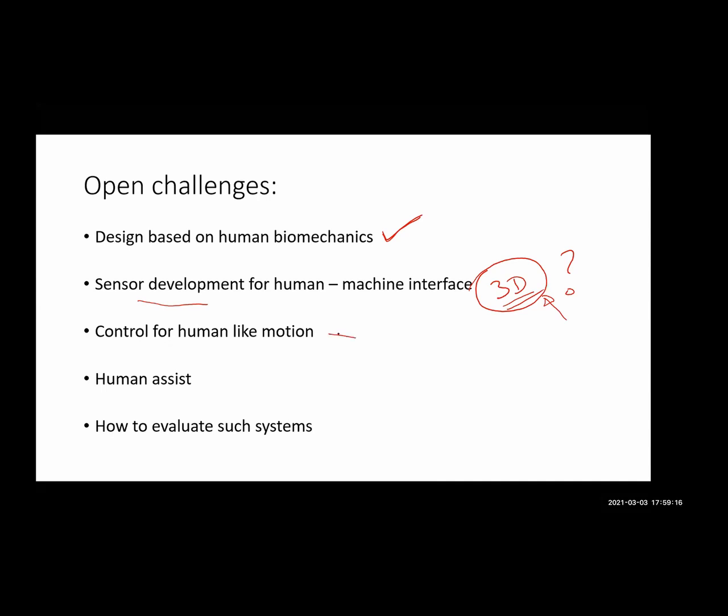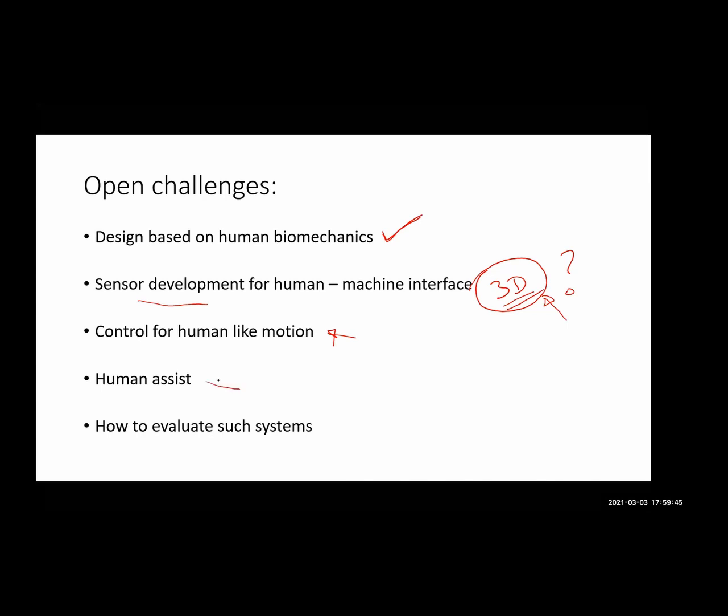Number three, control for human-like motion. When there is a robot and a human together, tightly coupled, how can you ensure that they are safe? This is a challenge because when a human is walking, for example, the person can suddenly change his gait. Then how will the system figure out that the gait has changed? That is a major challenge.